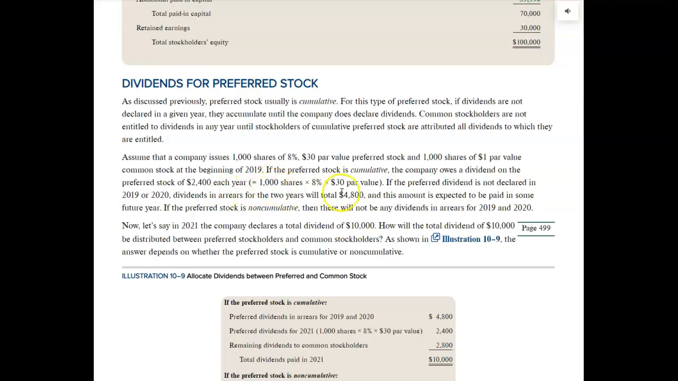So to continue with this example, they say dividends were not declared in 2019 or 2020. And so dividends in arrears, as they call it, the missed dividends in previous years, dividends in arrears for 2 years will be $4,800. So $2,400 each year. We've missed 2 years, so $4,800. Now let's say that in 2021, the company declares a total dividend of $10,000. Now we got to figure out how to divide this $10,000. How is this divided up among the different kinds of shareholders?